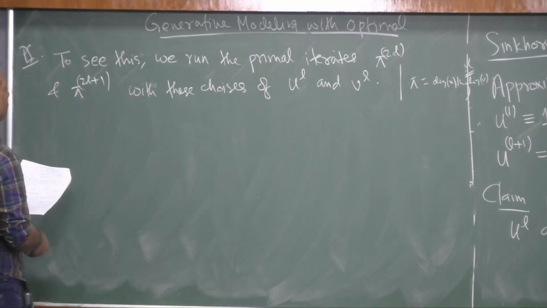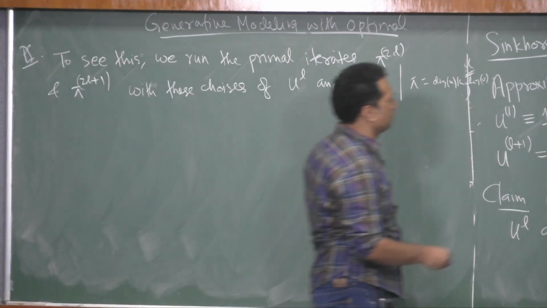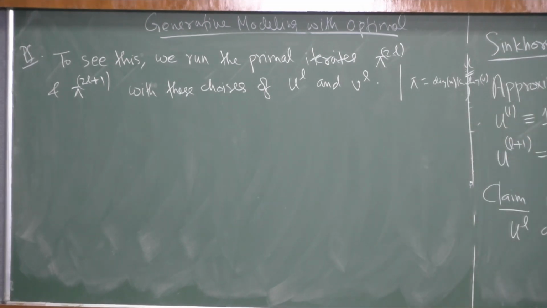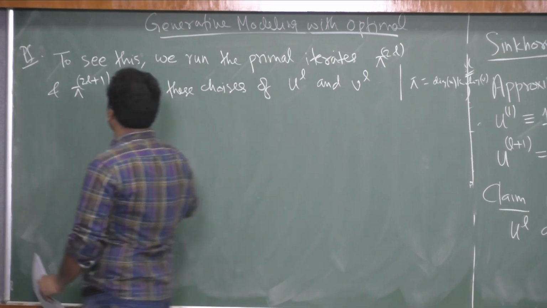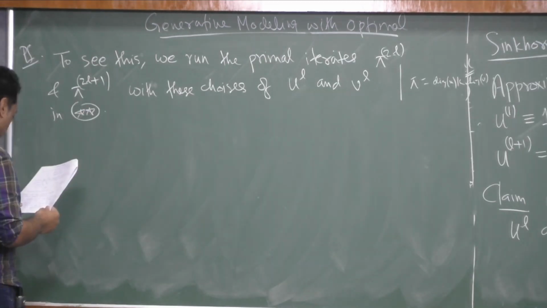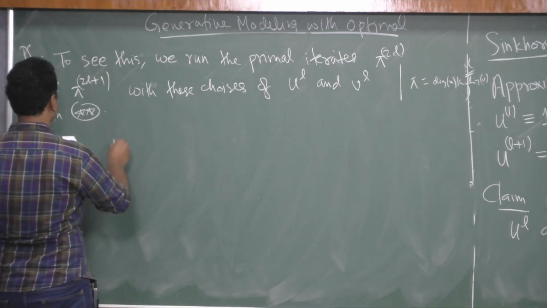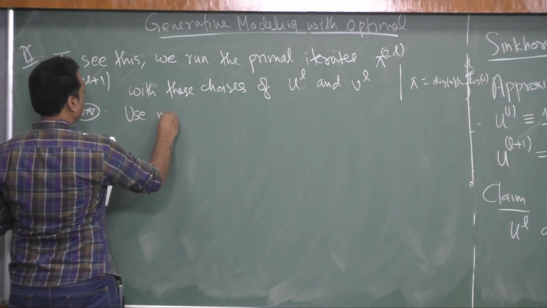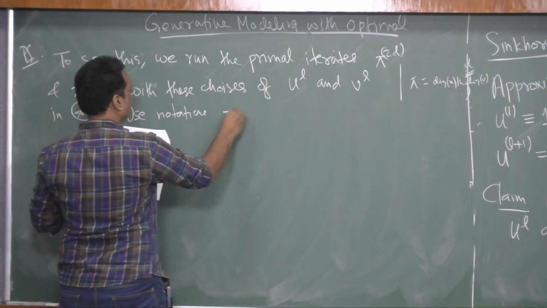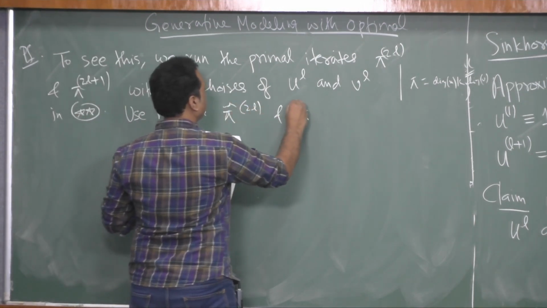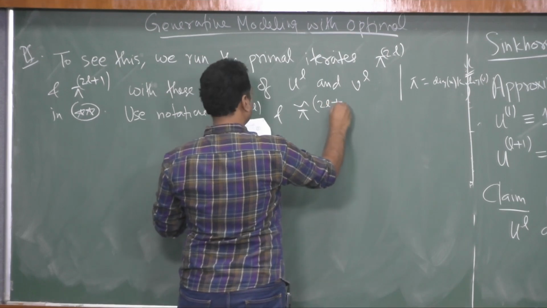So with these choices of ul and vl, let us say this is a double star. Just to make the notation different, we will use tilde to keep it separate from the primal. We will now start using tildes, and we will show that pi tilde is the same as pi. That's what we are trying to show. So we use the notations pi tilde 2l and pi tilde 2l plus 1.